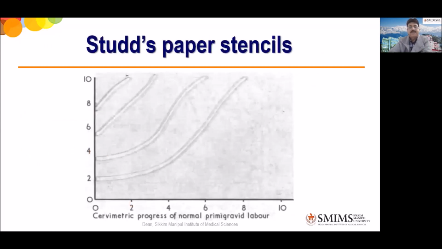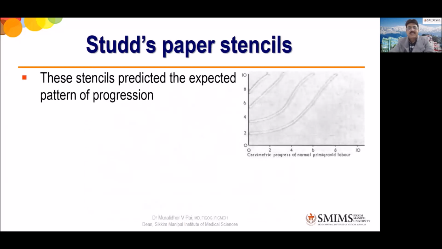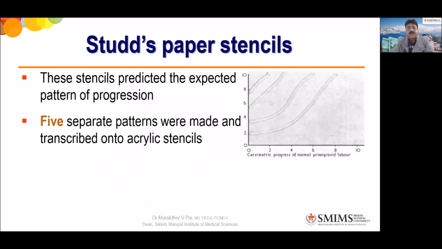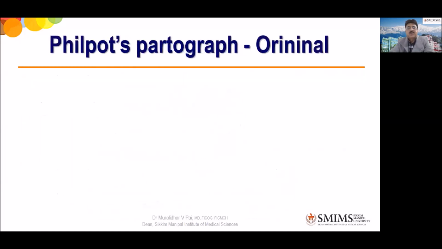Then the Studd paper came in. These are the fixed stencils. He has already given 5 areas, and you have to plot in this, but it has its own problems. These stencils predicted the expected pattern of progress. 5 separate patterns were made and transcribed onto acrylic stencils. Those crossing the nomogram line were found to have a 3-fold increase in instrumental delivery. But this again does not represent much, so it was not used more.